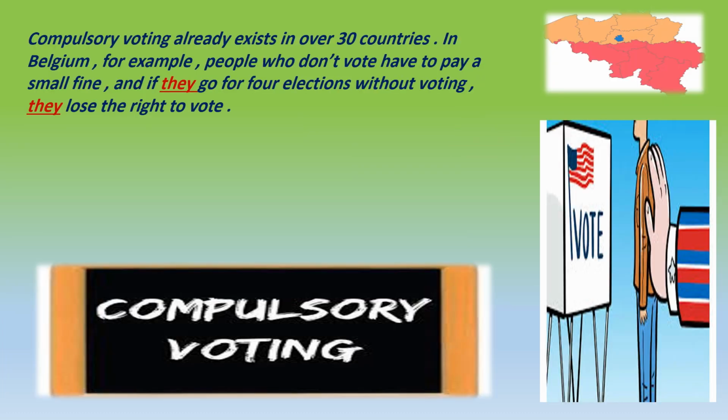Let's move to the third paragraph. Compulsory voting already exists. Compulsory voting already exists in over 30 countries. In Belgium, for example, Belgium means Belgium. It lies in Western Europe. People who don't vote have to pay a small fine.